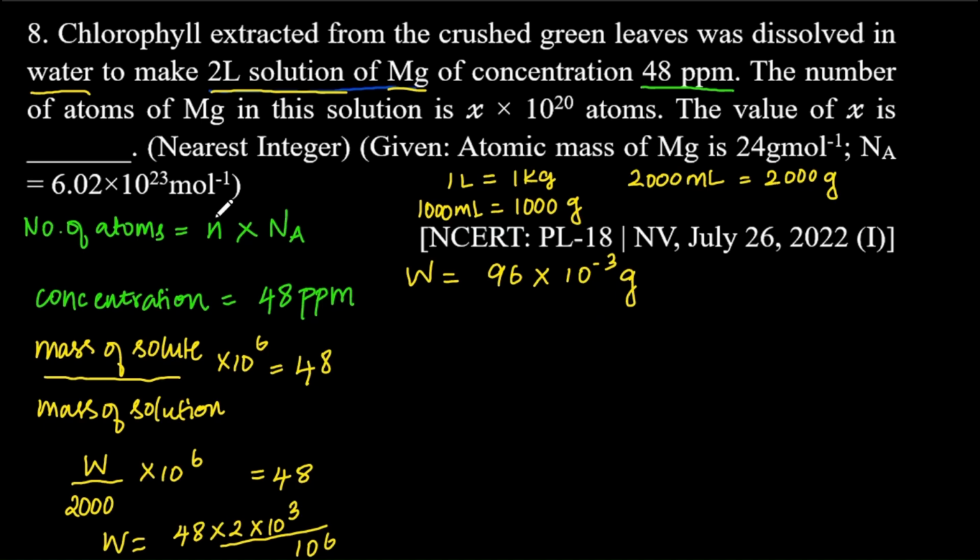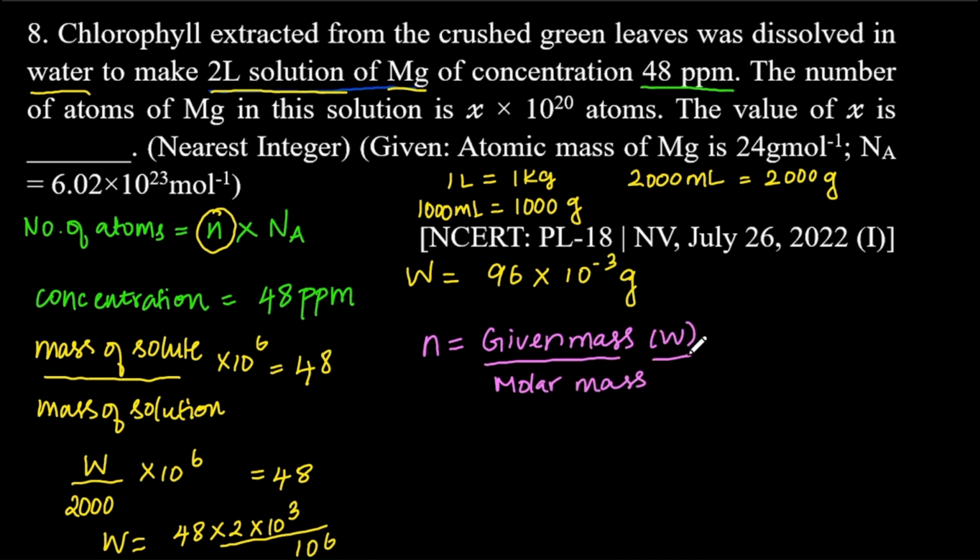With mass of solute you have to find the number of moles. Number of moles is having the formula given mass divided by molar mass. In short we can represent as W divided by M. So n is equal to W by M, and we got the W value as 96 into 10 power minus 3 whole divided by the molar mass of magnesium, which is 24. So here the number of moles value is 0.004 moles.